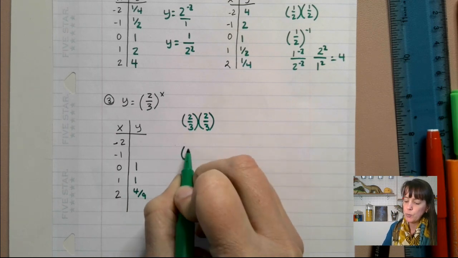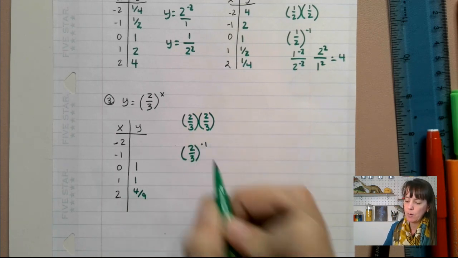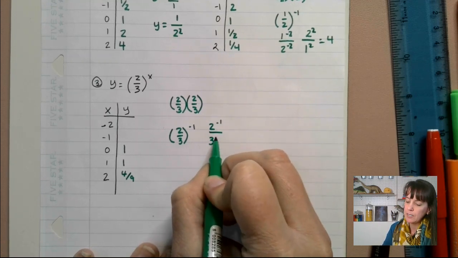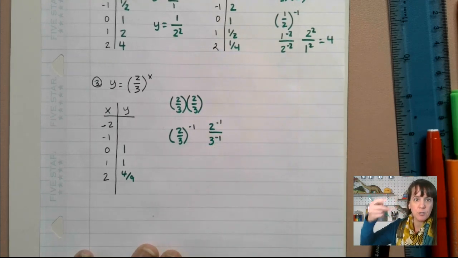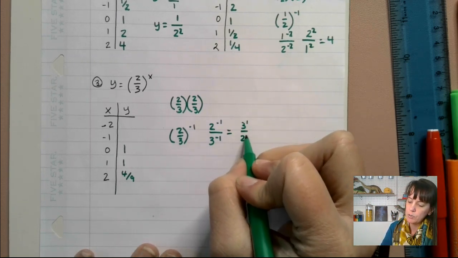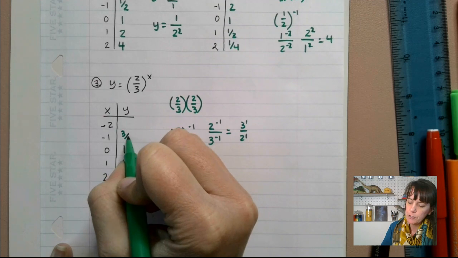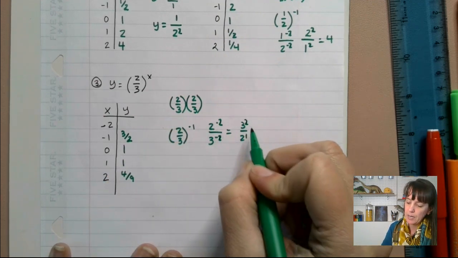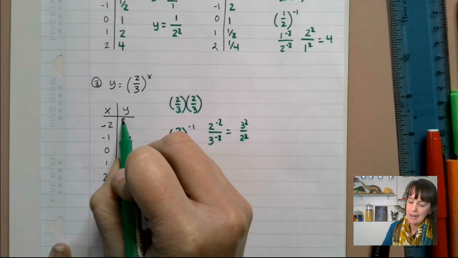All right, 2/3 to the -1 power. This is the same as saying 2 to the -1 over 3 to the -1. Fix those attitudes. If you're downstairs, go upstairs. If you're upstairs, go downstairs. 3 to the 1 over 2 to the 1. So we get 3 over 2. Let's go ahead and just change those to -2 like this. 2 and 2, and we get 9 over 4.